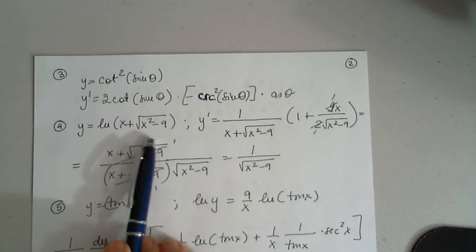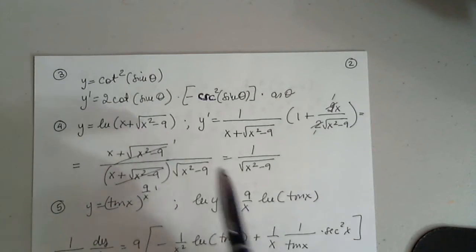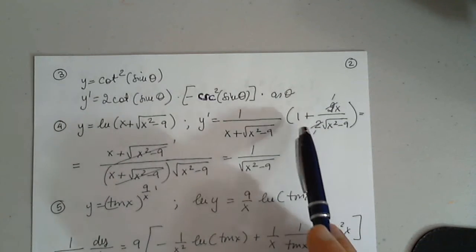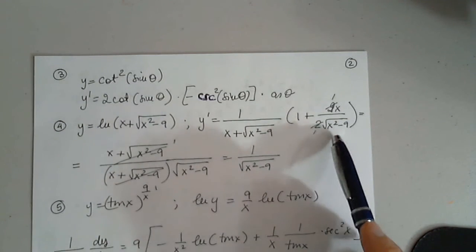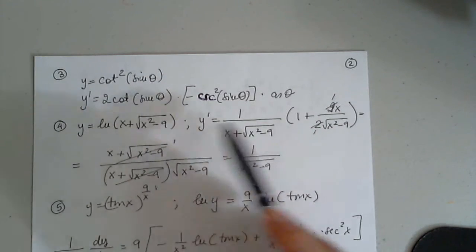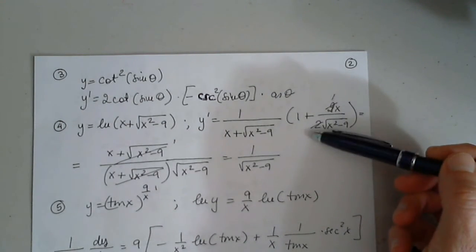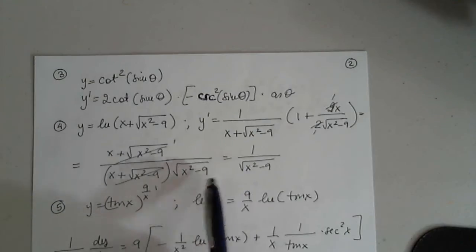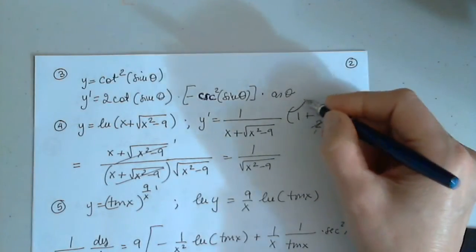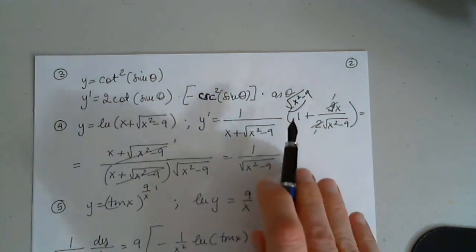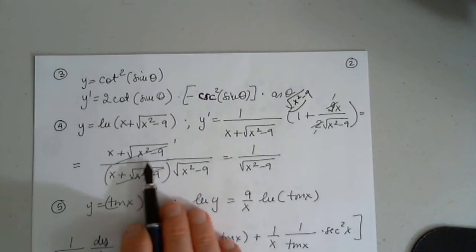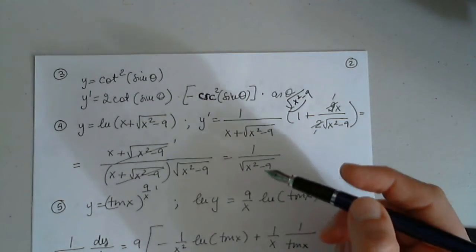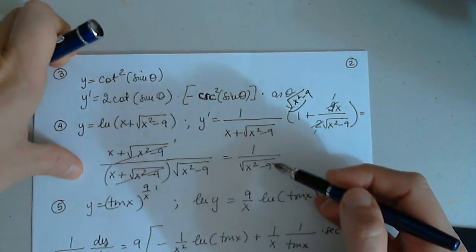Y equals natural log of x plus the square root of x squared minus 9. Natural log prime is 1 over this, times the inner function prime, which is 1, plus 1 over 2 the square root of x squared minus 9 times the inner function prime, which is 2x, and I will simplify it 2. I find the least common denominator here to be the square root of x squared minus 9, and I have to multiply 1 by the square root of x squared minus 9. That's how I get in the numerator x plus the square root of x squared minus 9, which happens to simplify with the denominator. So the final, simplified form is this.